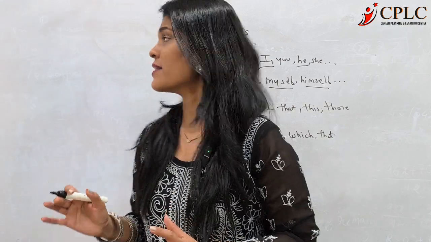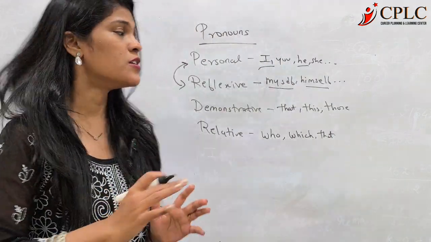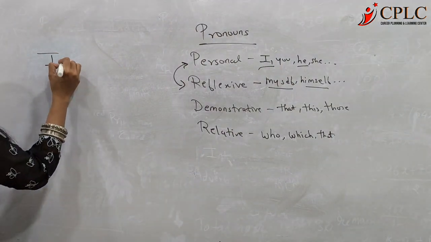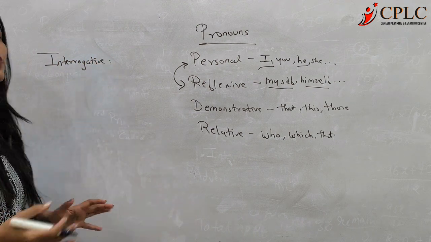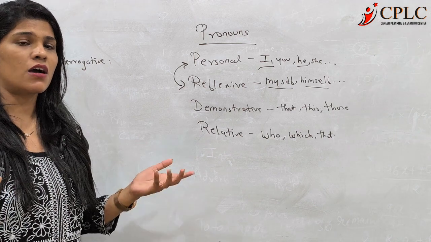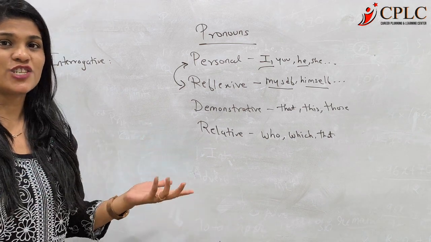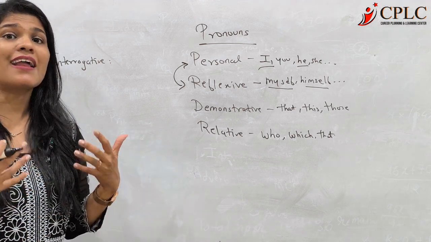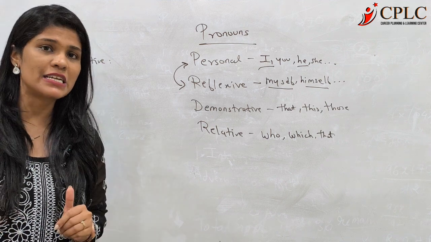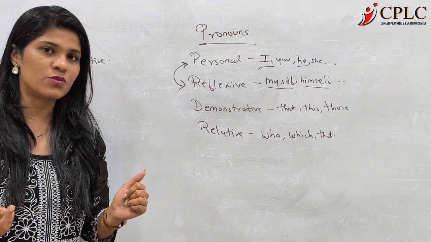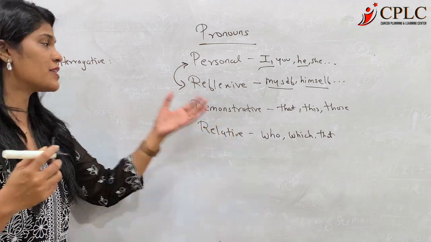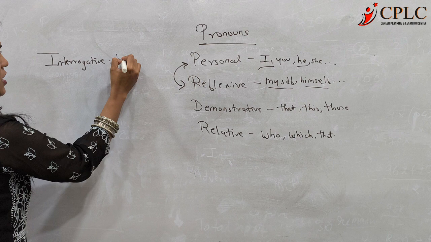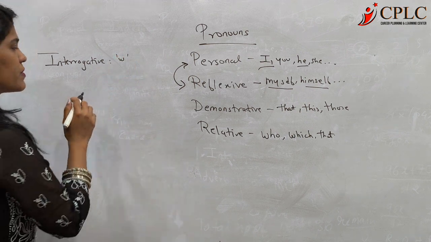pronouns. The next one is interrogative pronoun. So all the W words, who, which, where, whom, all of these are asking questions. Whom did you meet yesterday? Who was there with you? All of these, which is the pen that I want, so which of course यहाँ पे भी आता है and it will come here as well. So all the W words are interrogative pronouns.